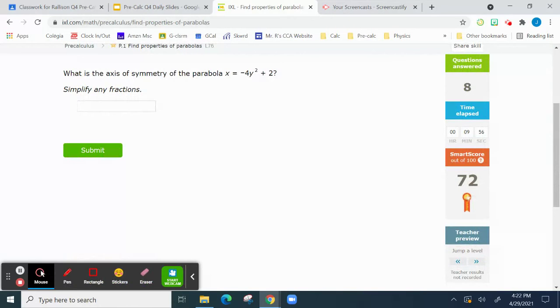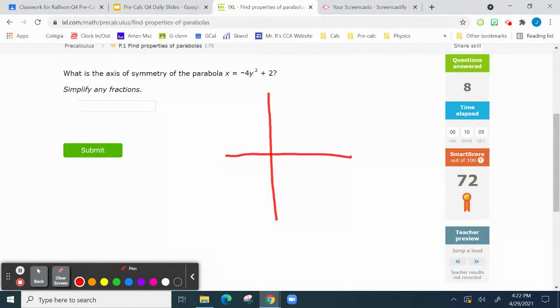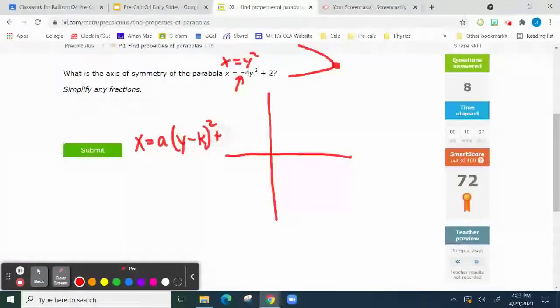What is the axis of symmetry? So we'll just do a little bit of a sketchy kind of thing here. This is an x equals y, right? And so to find the axis of symmetry, just find the vertex and in which direction this thing opens, and you're good, right? So this is an x equals y squared. So we know it's left, right, and it's got a negative. So we already know it's going to open up like that, right? So now all we need to do is find the vertex. So let's just write this formula out. x equals a(y minus k) squared plus h.